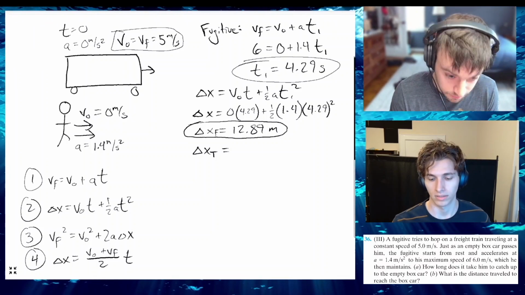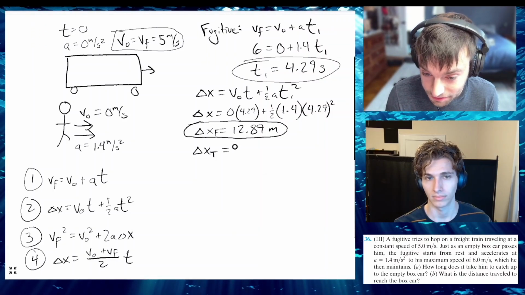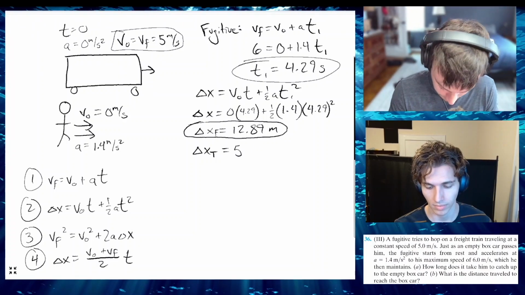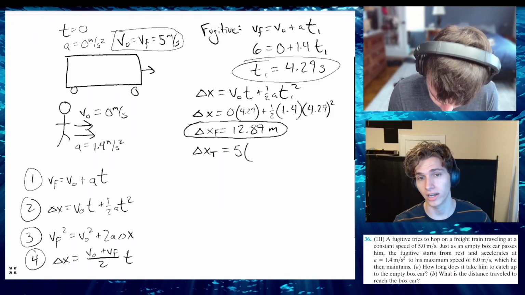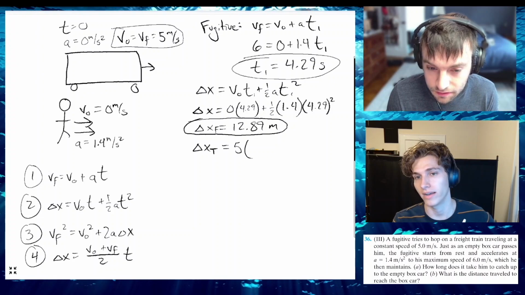Okay, so the V initial for the train doesn't start from rest. The train starts at the constant speed of 5 meters per second. Perfect. And how much time are we taking for this train? We're testing it over the same amount of time, right? To see how far it travels.